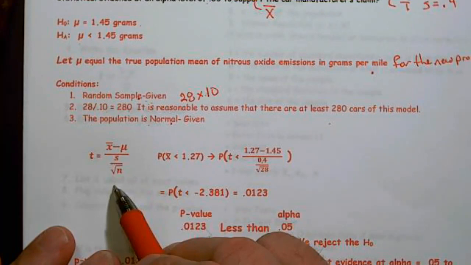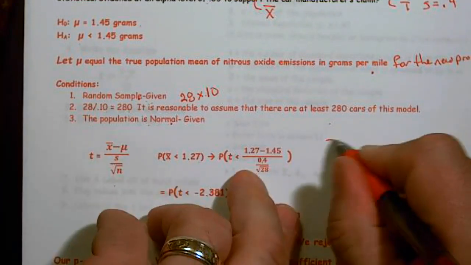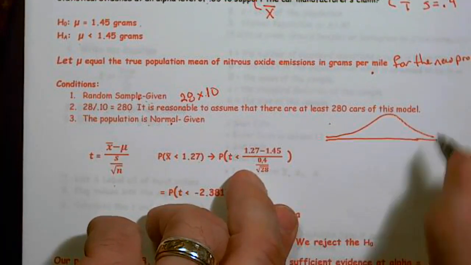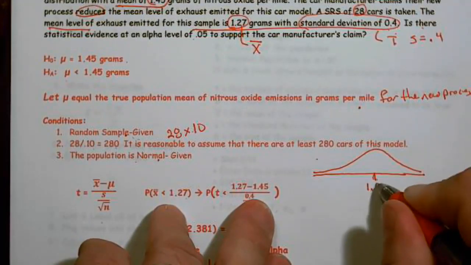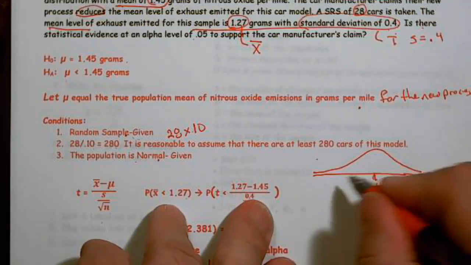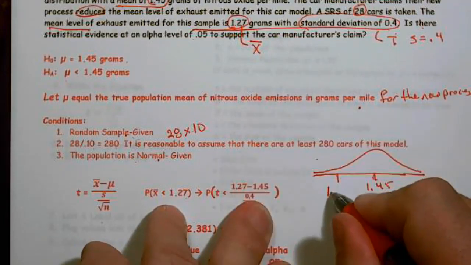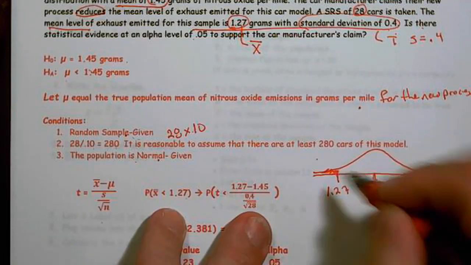So we write down our equation: t equals x bar minus mu, divided by s over the square root of n. By the way, I'm going to go ahead and start drawing my picture. The claimed mean is 1.45, that's the mu of the population. But we ended up getting an x bar of 1.27. And we had a less than, so we know we're shading off to the left. So this is my x bar.